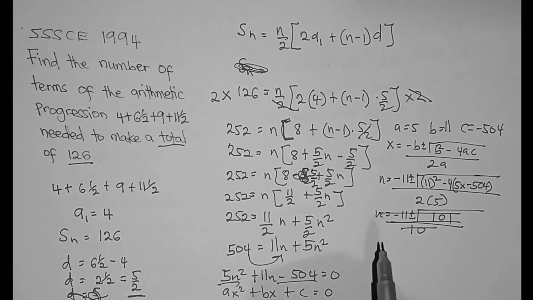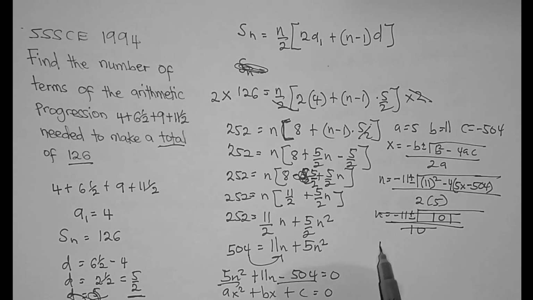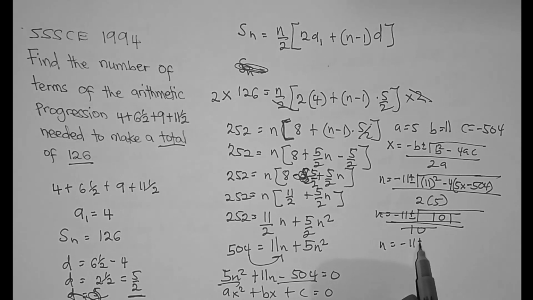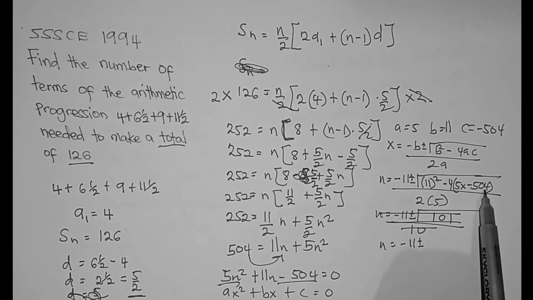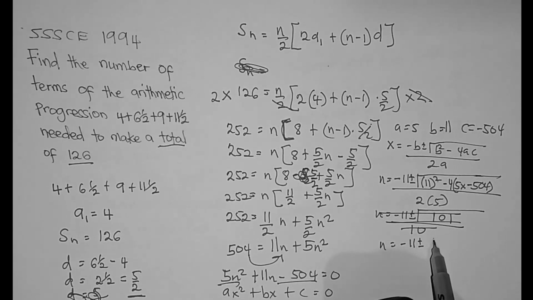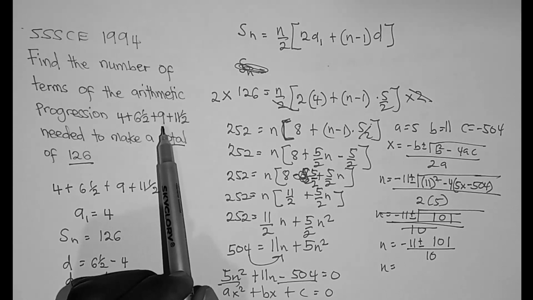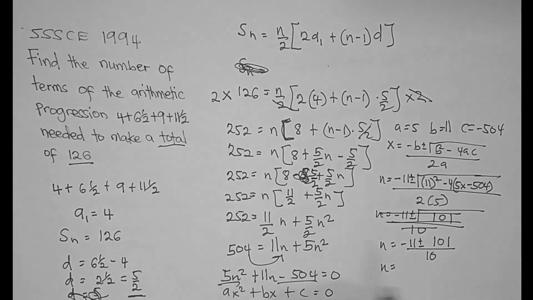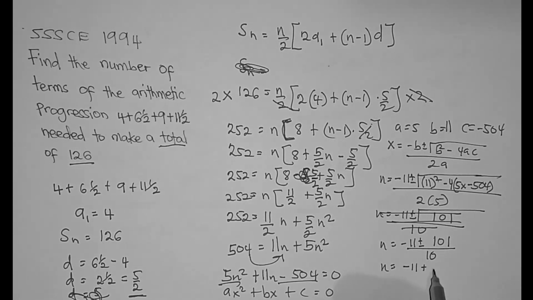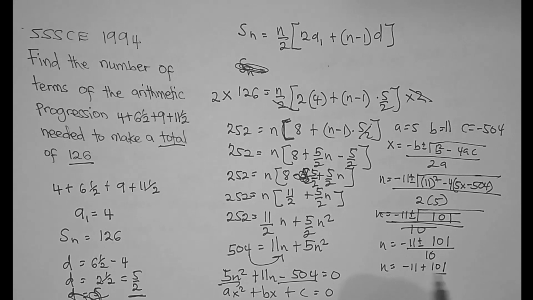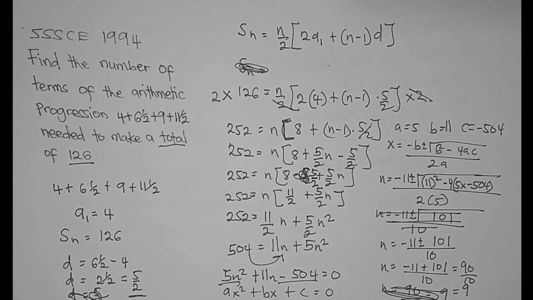Sorry, I made a mistake here. n is equal to minus 11 plus or minus the square root of 11 squared minus 4 times 5 times minus 504, which is equal to 101, divided by 2 times 5, which is 10. Terms involved cannot be negative, and therefore this is equal to minus 11 plus 101 divided by 10. And this is equal to 90 divided by 10, which is equal to 9.